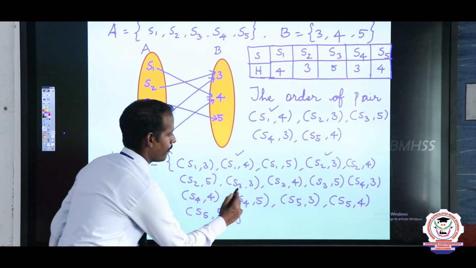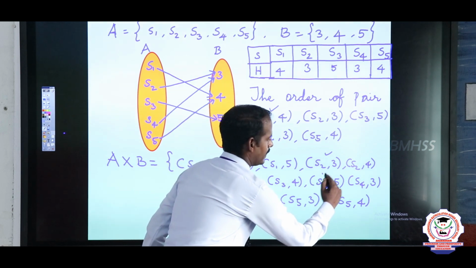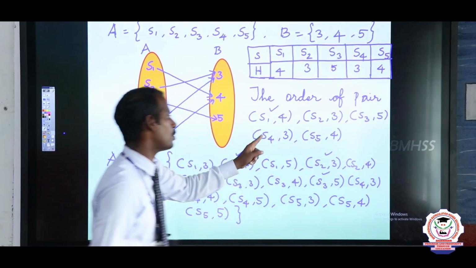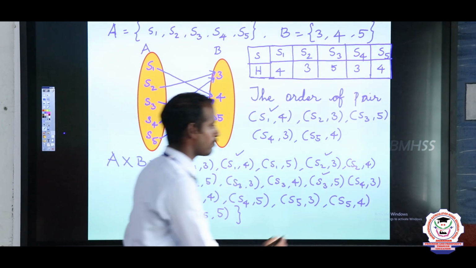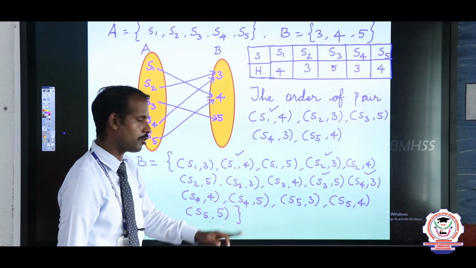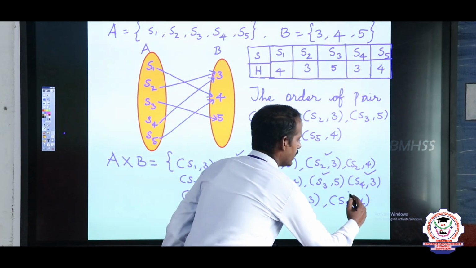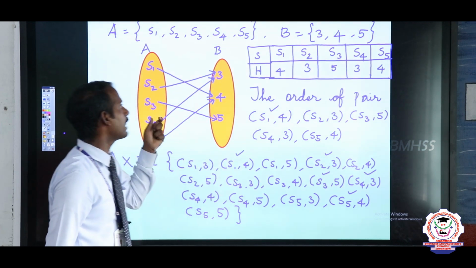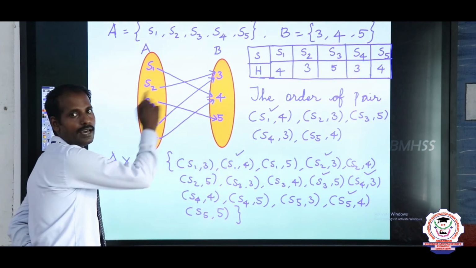So S3 comma 5 also belongs to A Cartesian B. Next S4 comma 3. S4 comma 3 belongs to A Cartesian B. Then S5 comma 4 also belongs to A Cartesian B. Therefore 5 order of pair belongs to A Cartesian B. Therefore A and B are relation.